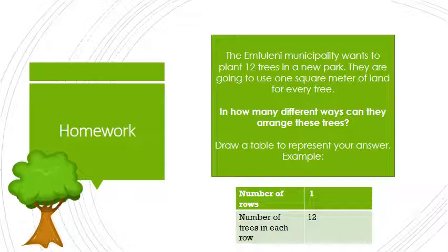As an example, I have started with the table, so you will just need to extend it. So you will have number of rows, and you will also have number of trees in each row. So those will be now your arrangements. Then maybe you will say 2 rows, and if there's 2 rows, how many trees will there be in each row? Then you will give me all the possible arrangements that we can have, or the different ways in which these trees can be arranged.